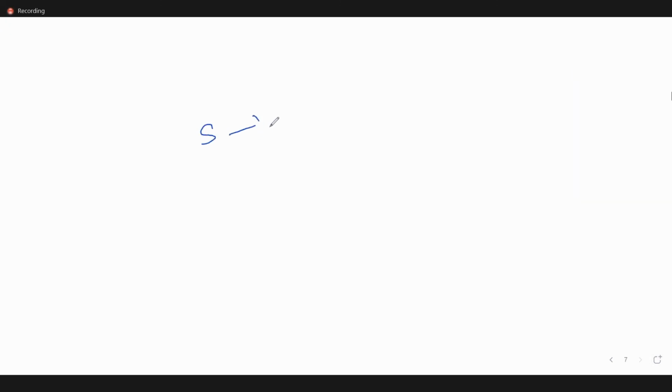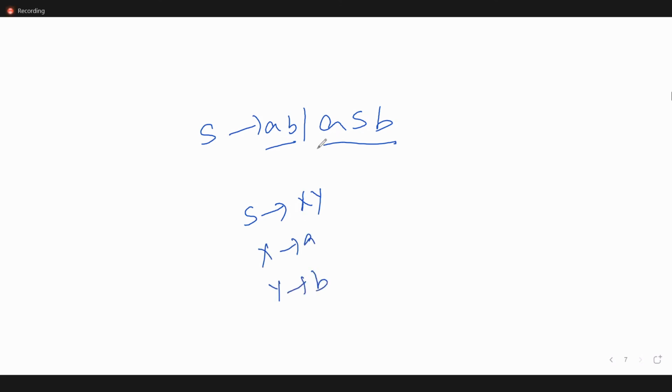The thing we got from the language is, I'm not pretty sure that you will get the productions. They may ask you to construct the CNF and GNF. So S tends to AB or ASB. Is it in CNF? No. What is CNF? Either you may have the variables or you may have the terminals. Here I'm replacing it with X, Y. X tends to A, Y tends to B. So now this part is in CNF.